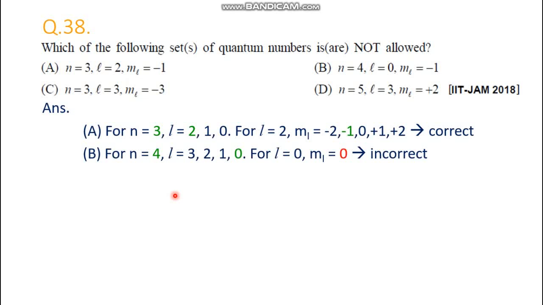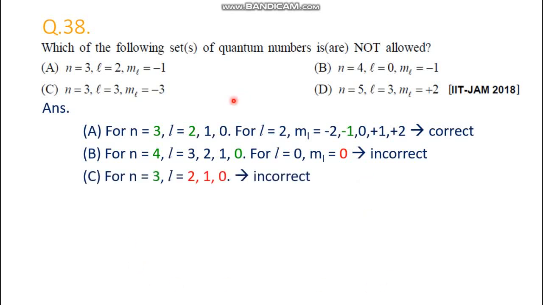Now B looks incorrect. Why incorrect? Look here, B, n equals 4, l equals 0, m equals -1. Now let's check. For n equals 4, l should have 4 values, 3, 2, 1 and 0. Now here it's given that m equals -1, but is it possible for m to equal -1 if l equals 0? No. For l equals 0, m should have only one value, 0. If here in place of l there had been 1, then the -1 value would have been valid. So this one is incorrect.